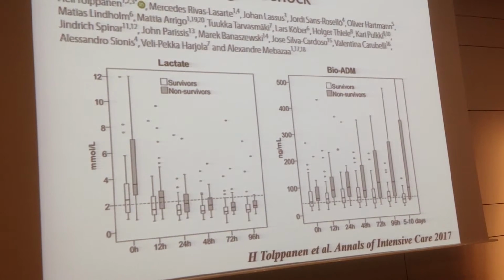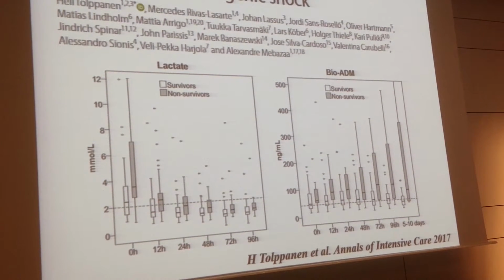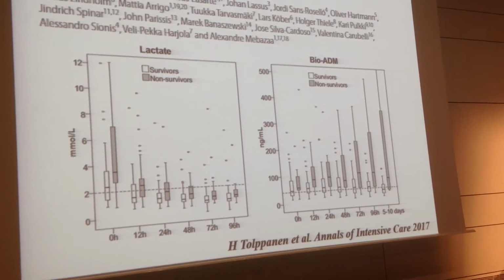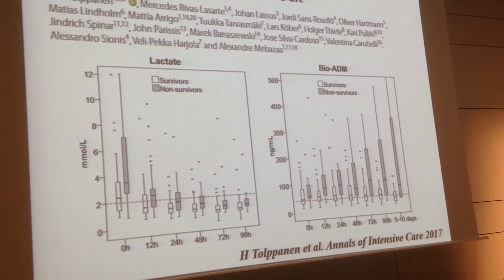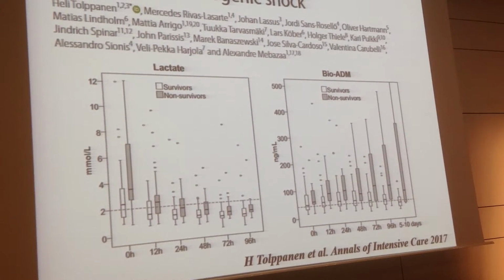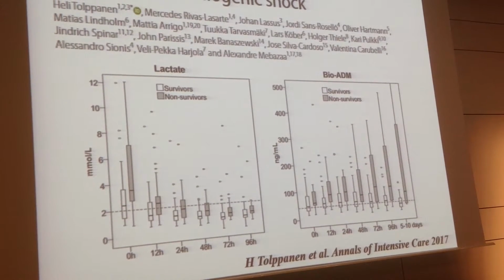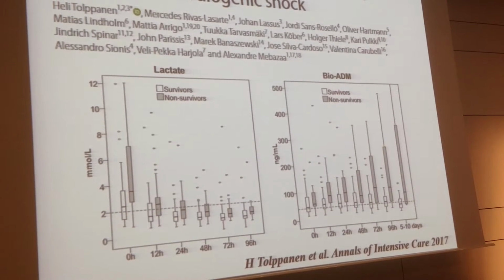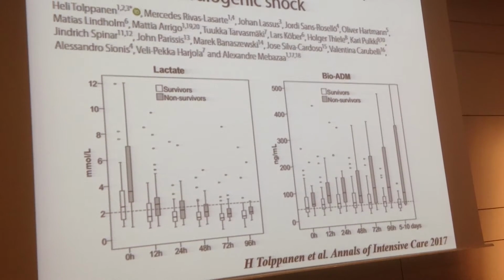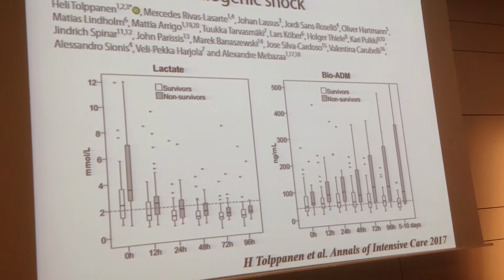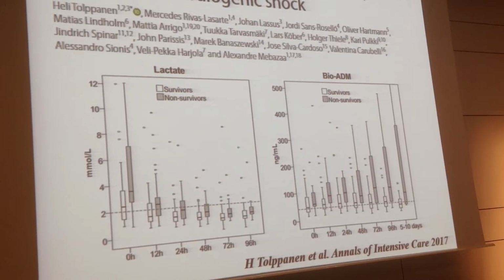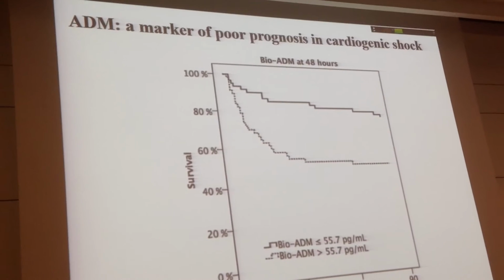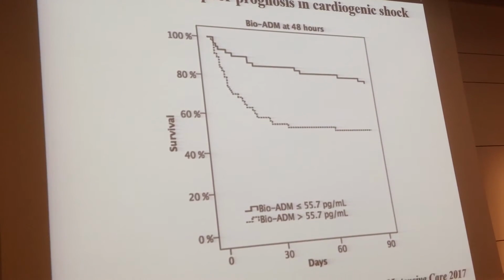And really the big surprise, even for me, is to see that although lactate was clearly higher at admission in non-survivors, after 24 hours you can make almost no difference in lactate level between survivors and non-survivors. In fact, when those patients come into our ICUs, we treat them, we see lactate going down, and within 24 hours their lactate is back to normal, with no difference between survivors and non-survivors. We measured bio-ADM at 48 hours, and we could see a difference between survivors and non-survivors.